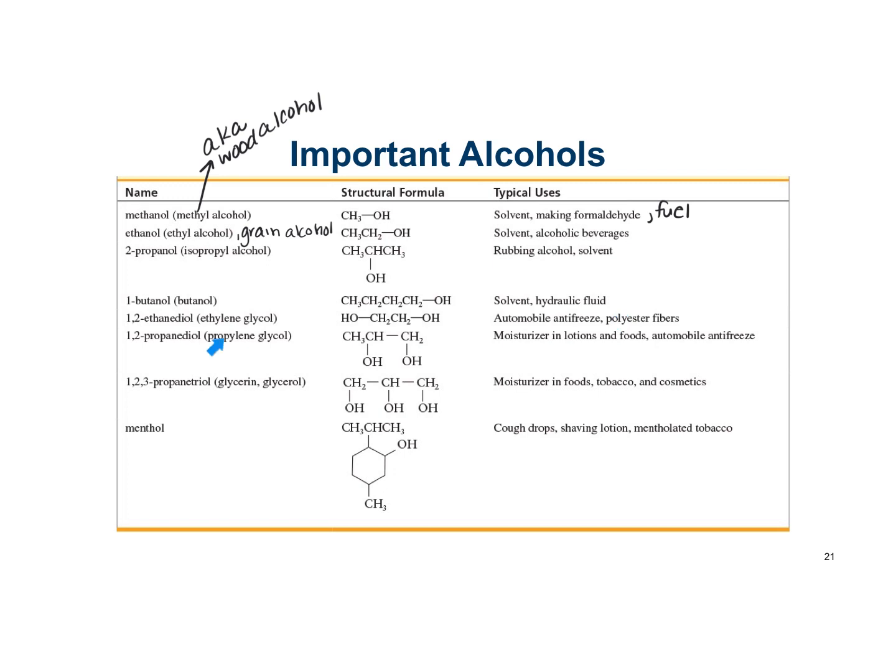Then we have propylene glycol, which is used as a moisturizer in lotions and foods, and also automobile antifreeze. And then finally, we have menthol here, which is an alcohol that's used in cough drops, shaving lotion, and mentholated tobacco. So these are a few important alcohols that you will see as you walk through the grocery store or read the back of food labels. I just wanted to highlight those briefly.